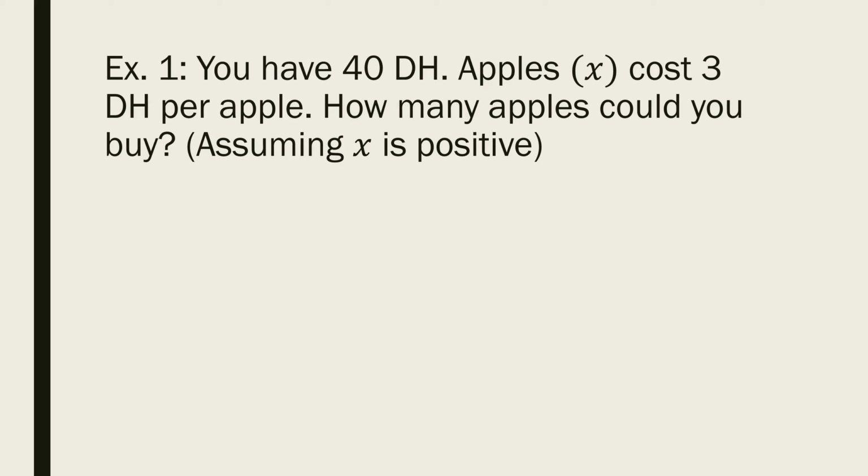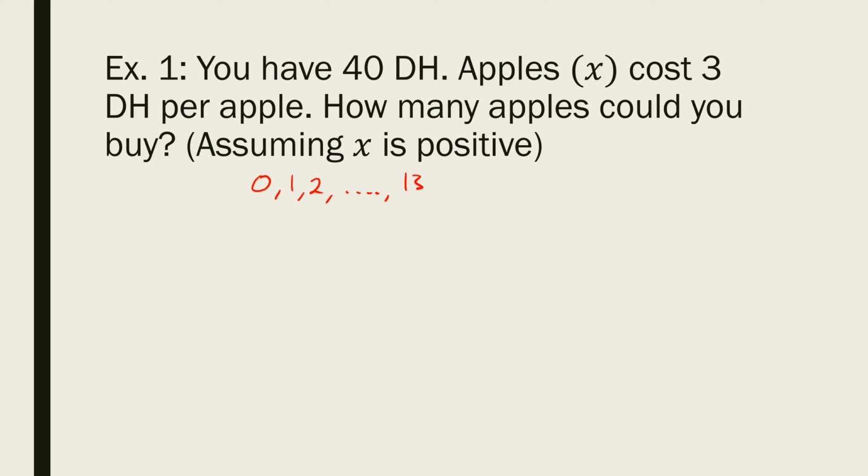You can probably think about it on your own and you could say to yourself, well, okay, I could buy 0 apples, right? I could buy 1 apple, I could buy 2 apples. If you're thinking ahead, probably you could go all the way up to 13 apples, right? Because if each apple costs 3 dirhams, 3 times 13 is 39. If I go up to 14 apples, now 3 times 14 is going to be 42 dirhams, and that's more than I have to spend. So we could write this as our answer, if we're just kind of guessing and checking.